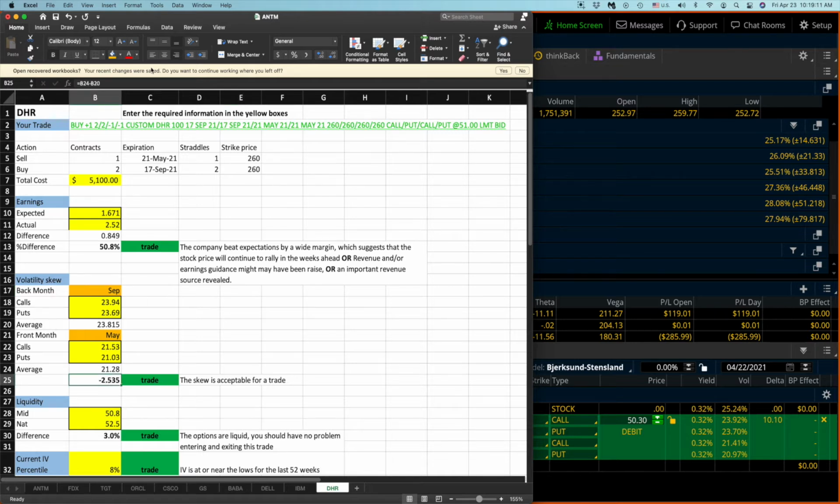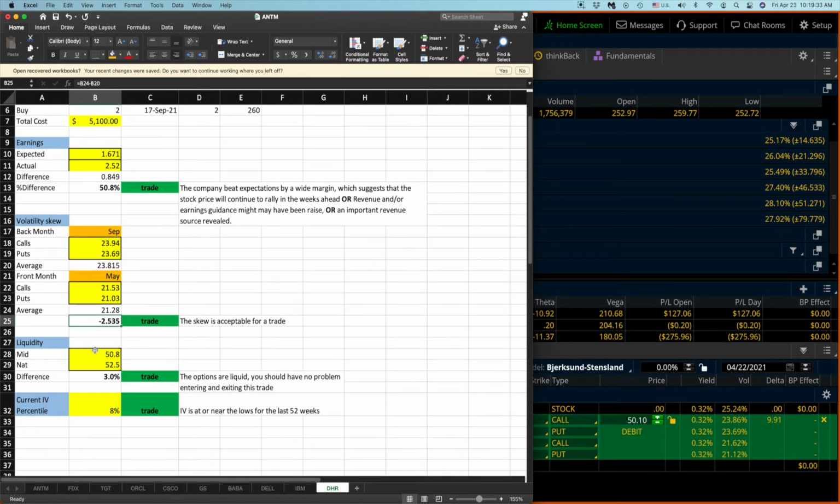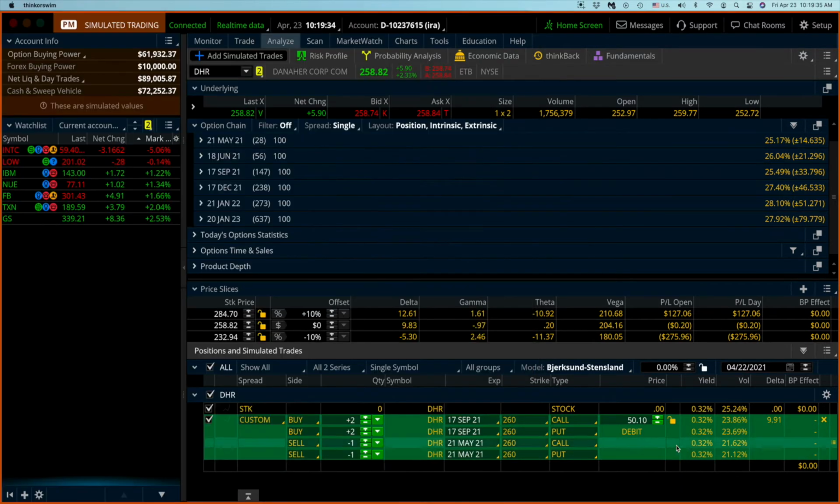And the difference, the front month is slightly less, so it's negative skew, but it's acceptable because it's less than 3. So both of these things are okay. Now, for the liquidity, this might be the sticking point.